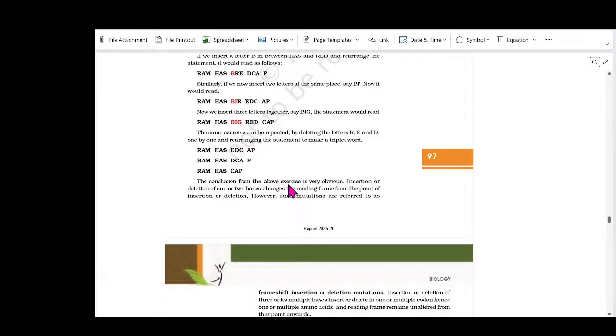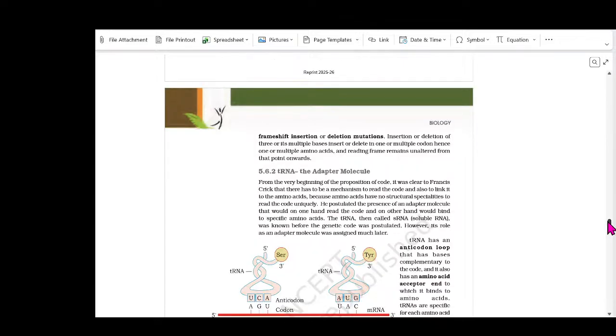The conclusion from the above exercise is very obvious. Insertion or deletion of one or two bases changes the reading frame from the point of insertion or deletion. Such mutations are referred to as frame shift insertion or deletion mutations. Insertion or deletion of three or its multiple bases inserts or deletes one or multiple codons, hence one or multiple amino acids, and the reading frame remains unaltered from that point onwards.